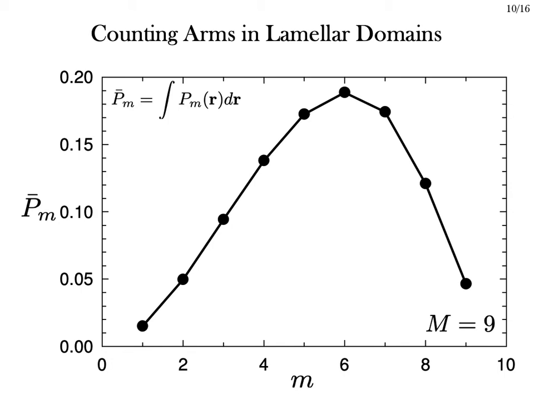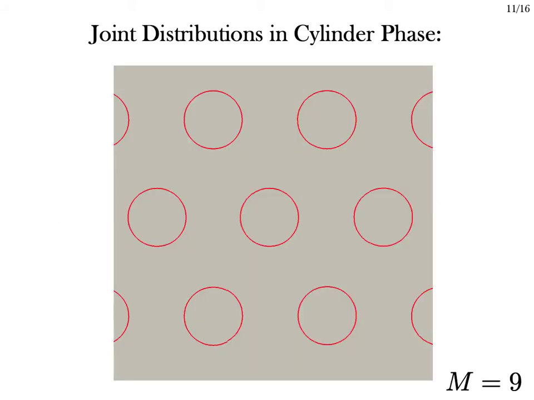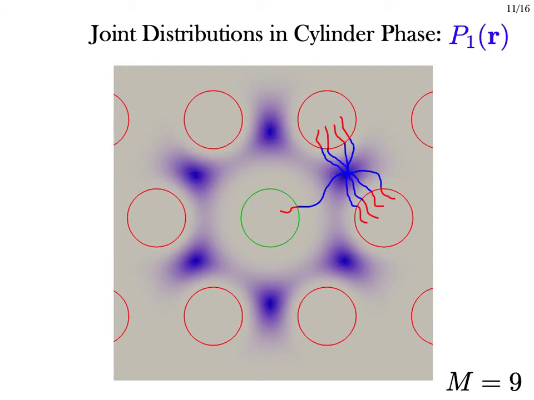The lamellar phase is a nice test case, but it's time to increase the dimensionality of the problem and consider the cylinder phase. Once again, we start with a sketch of the phase of interest. The A domains are outlined in red. The first cell is now shown in green, and the joint distribution is shown in purple.